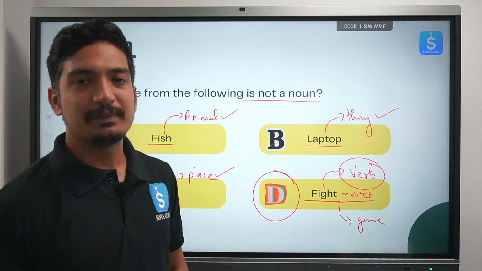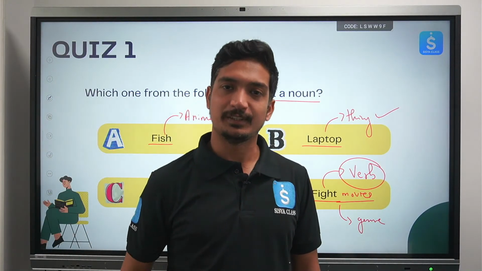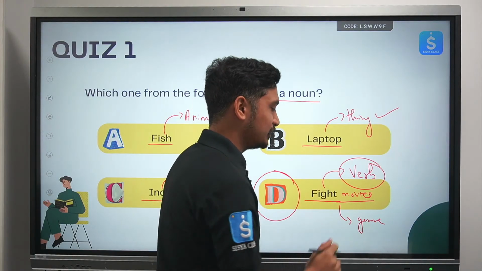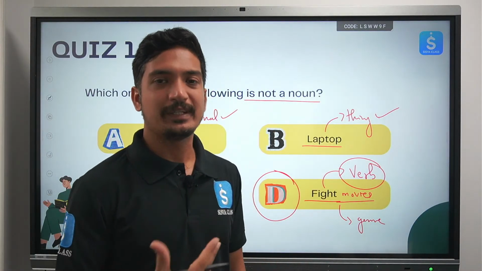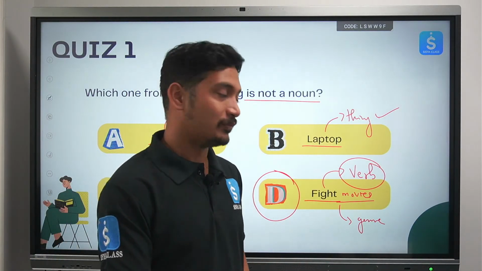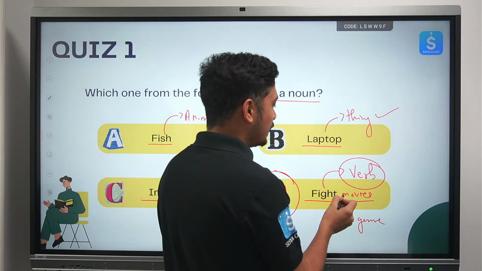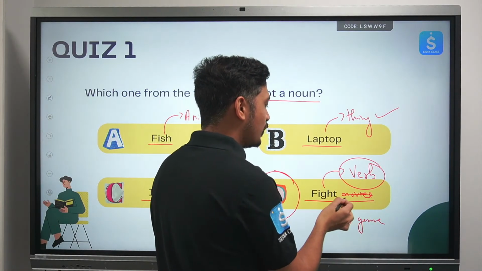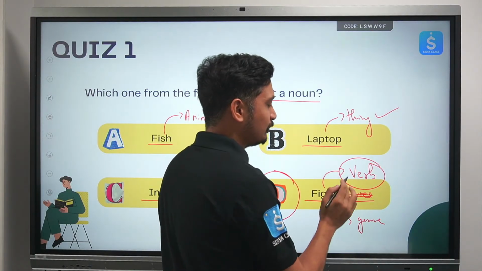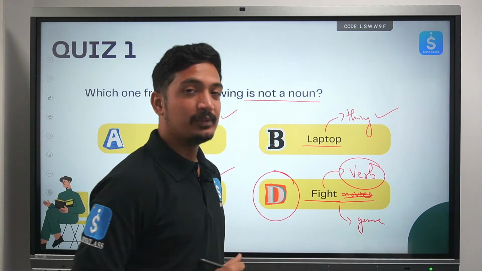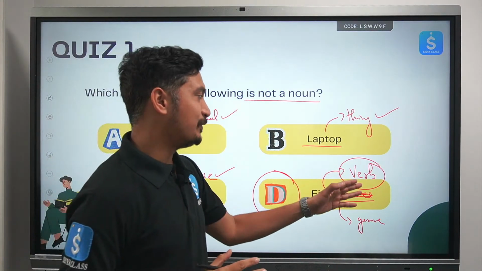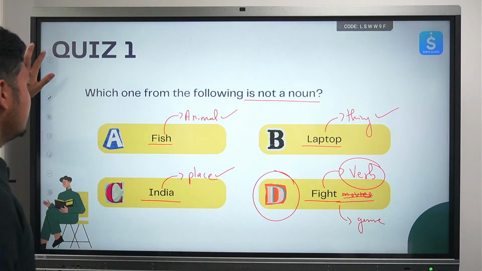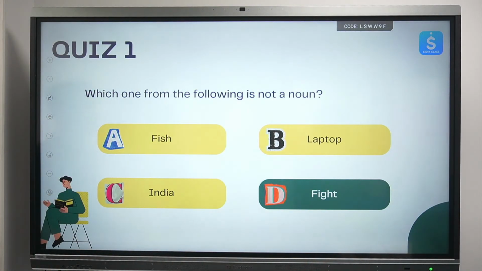A genre basically means what kind of movies or series you would like to see, right? So in fight movies, fight is the genre and genre is the name of a category, isn't it? Then that will become a noun. So it also depends upon what we have written ahead of it. But if we talk about fight alone, then that will be a verb, and verb is not a noun, and therefore option D is the answer over here.